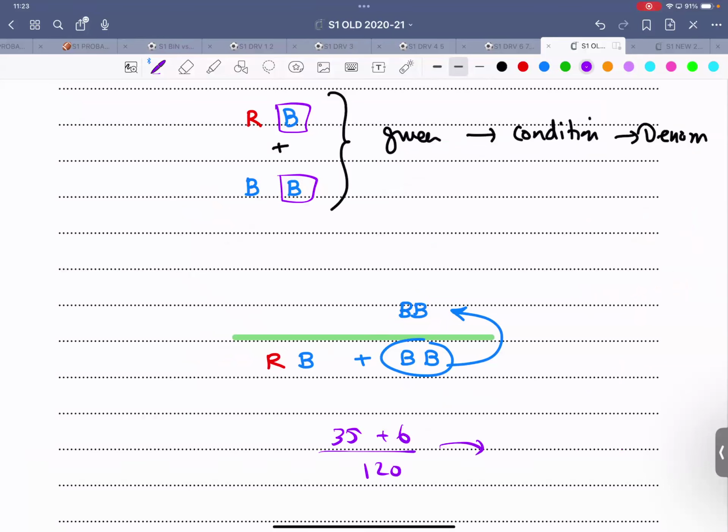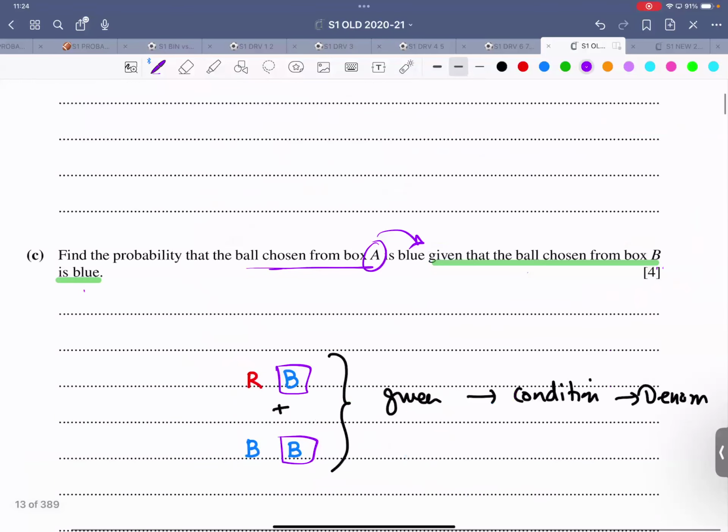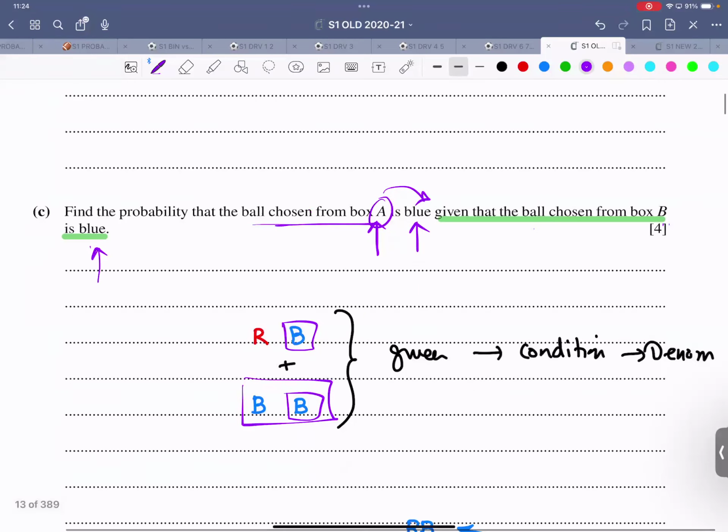That is the condition. Condition goes down in the denominator. So whatever is written after given, that is the condition. If they are talking about future, they might use if also. Condition goes down in the denominator. That is the first thing. And whatever is the relevant thing out of the condition, that goes up. What is the relevant thing? Ball chosen from box A is blue. Ball chosen from box B is blue. Naturally, it should be out of the condition. So blue, blue goes up.